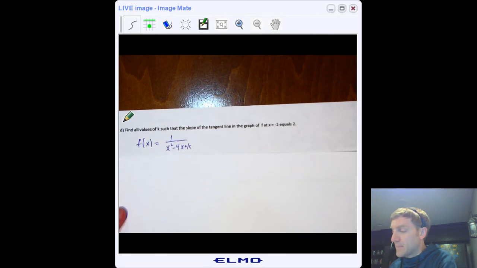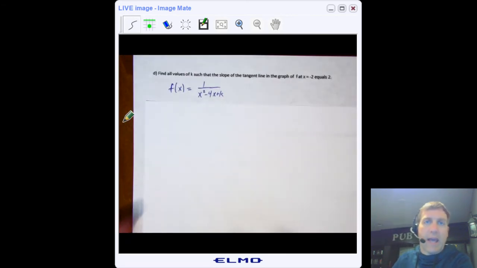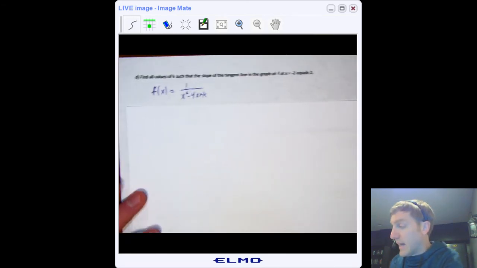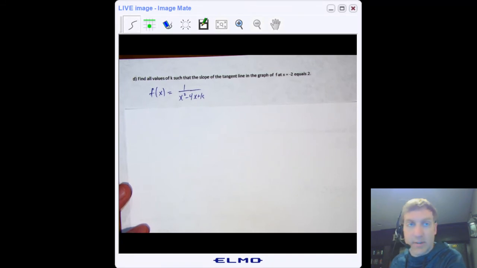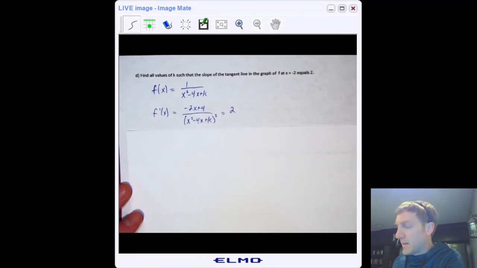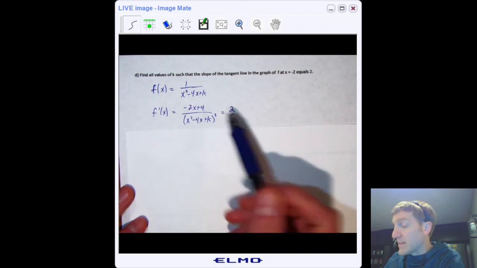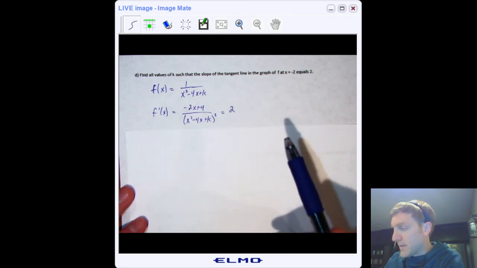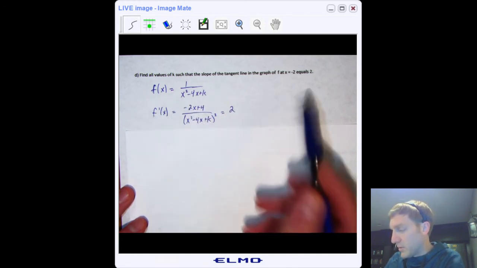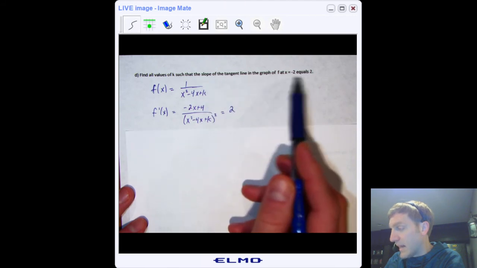Okay. Part D. Find all values for k so that the slope of the tangent line at x equals negative 2 is equal to 2. So I plugged in, set it equal to 2. You take the derivative. You want the derivative equal to 2, right? Because it says the slope of the tangent line at negative 2 equals 2.